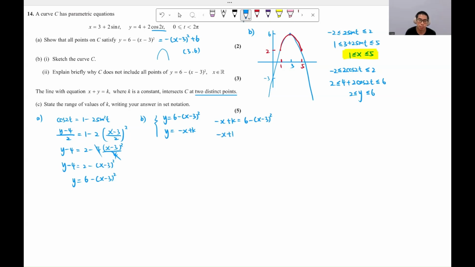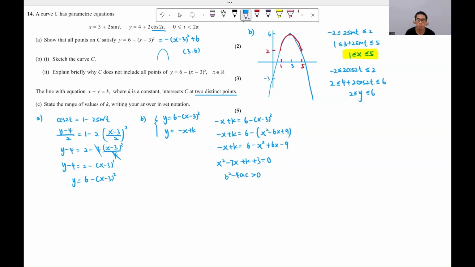So then negative x plus k equal to, expand the brackets, that will be x squared minus 6x plus 9. Then negative x plus k equal to 6 minus x squared plus 6x minus 9. Move everything to one side, so plus x squared for both sides, and then minus 6x for both sides. So negative x minus 6x is negative 7x. And then k is just k. So 6 minus 9 is negative 3, and then plus 3 for both sides. That's the quadratic equation.